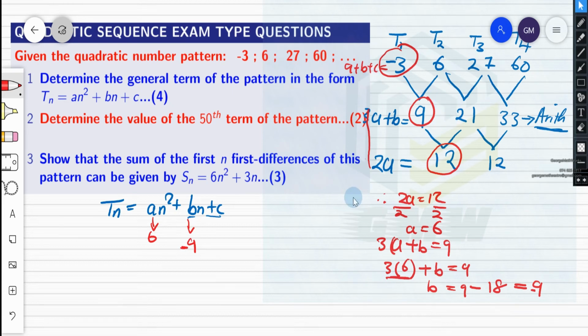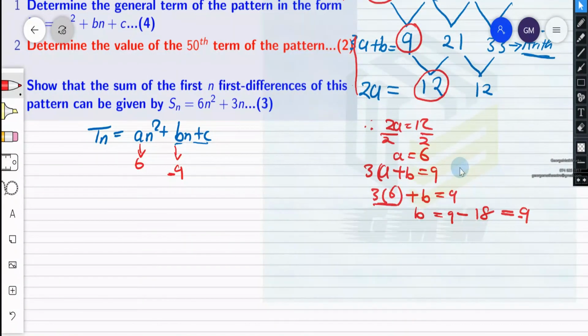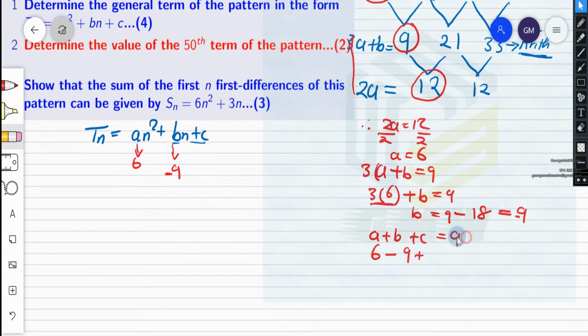Now we move further to this upper one here. a plus b plus c is equal to, sorry about this, I circled the wrong one. I picked the wrong one here. I need to erase this a bit. This one here.